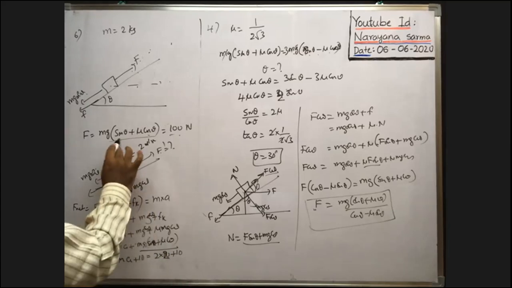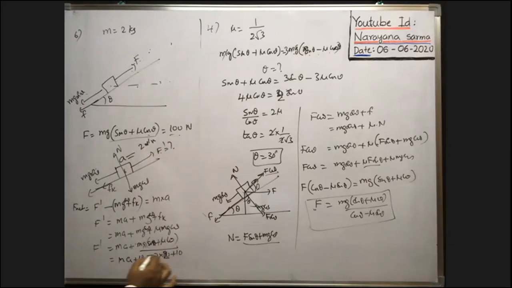So mg of sin theta plus mu cos theta is 100. So you substitute 100, and therefore F dash is equal to 104 Newton. So in this case, the force needed is equal to 104 Newton. Okay, very good.